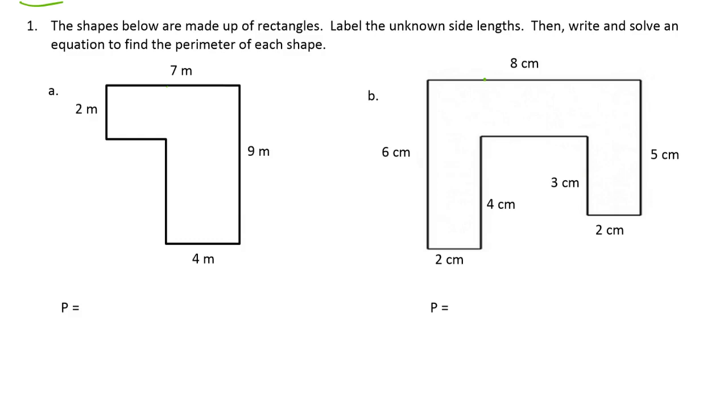The shapes below are made up of rectangles. Label the unknown side lengths, and then write and solve an equation to find the perimeter of each shape. So for each of these shapes, there's going to be some unknown sides. For this one, A, we're missing this side and that side. And to figure it out, we're just going to draw a line. You draw a line somewhere inside the shape that will make it into two rectangles or three rectangles.